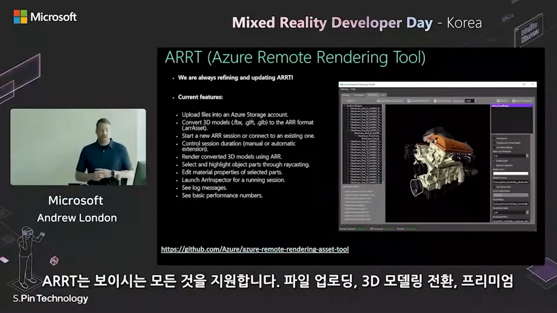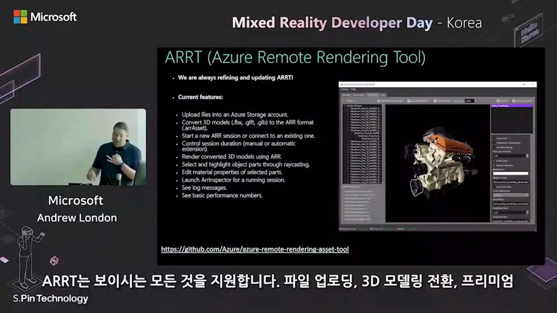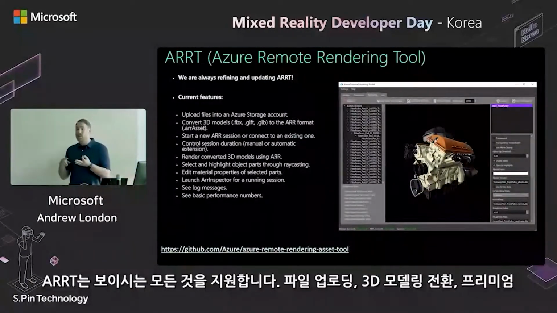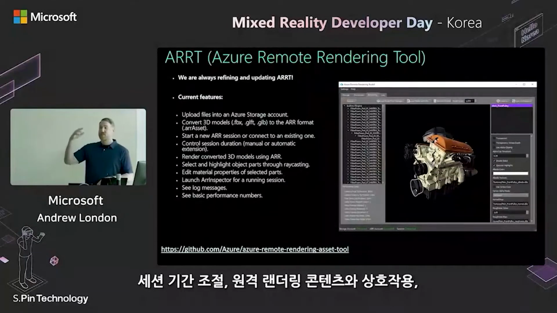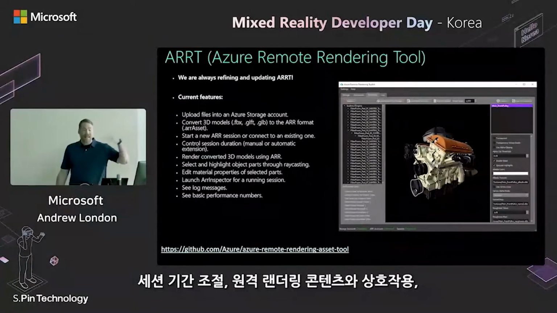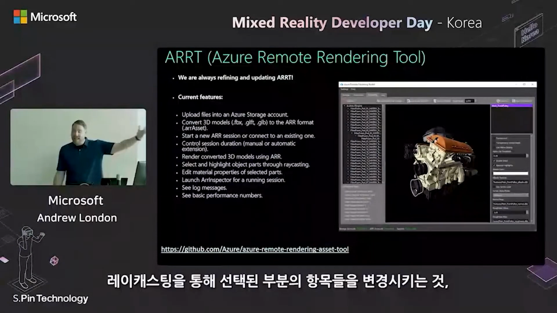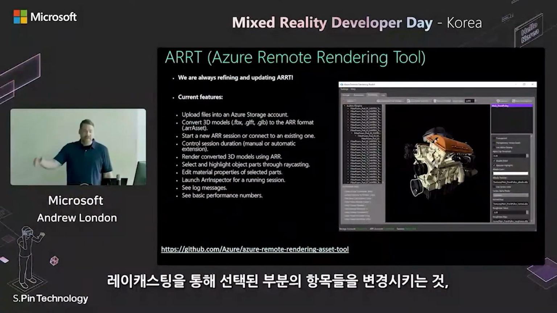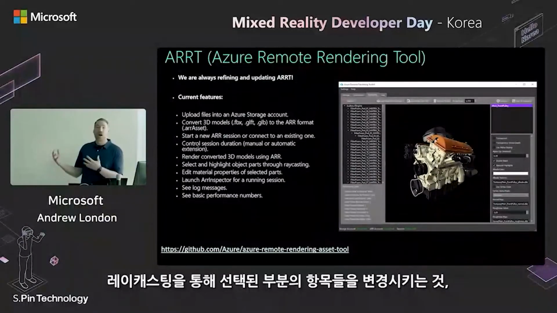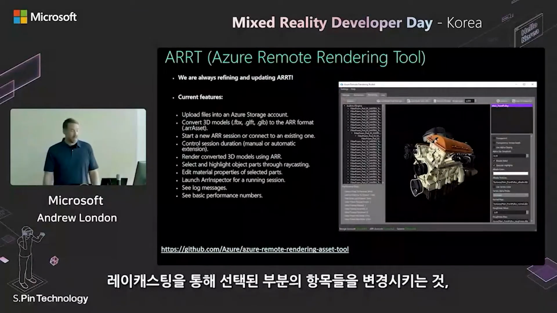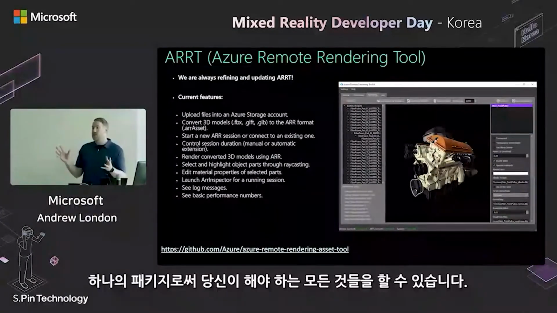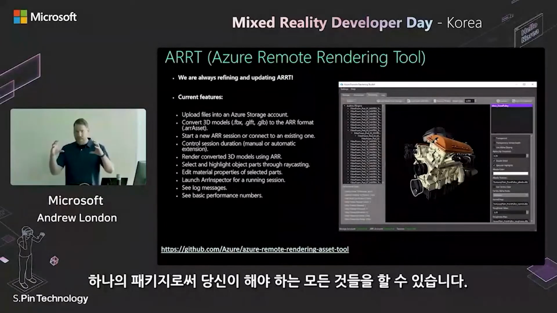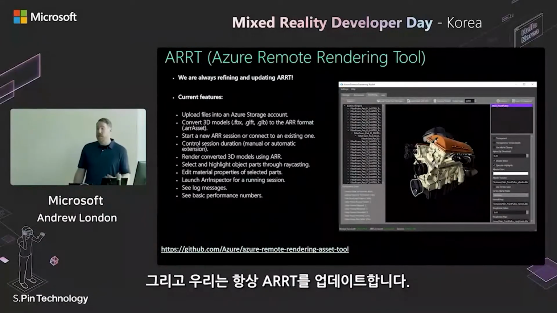Art supports uploading files, converting 3D models, starting premium or standard sessions, rendering converted assets, controlling session durations, interacting with your remotely rendered content through raycasting, and changing material properties of selected parts. You can launch the Arr Inspector. It does everything you need to do in one quick package. And we're always updating Art.